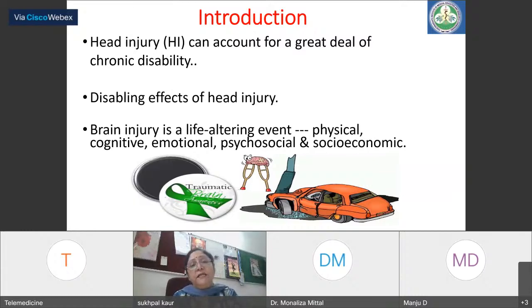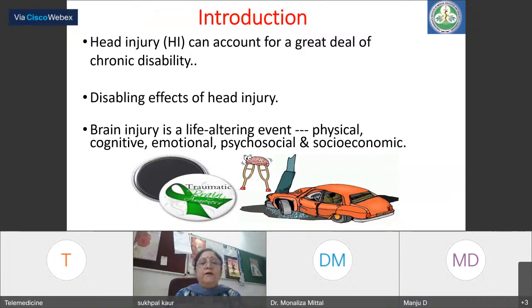So throughout, the person might be dependent upon the family members and can increase the burden overall on the society and at large for the country. Brain injury is a life-altering event, physically, cognitively, emotionally, and psychosocially, and it is going to have a socioeconomic impact on the people. Many times we see that head injury patients are, the majority of the time, in their most productive period of life, that is around 20 to 40 years of life.